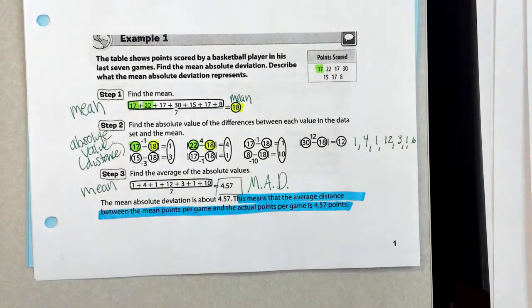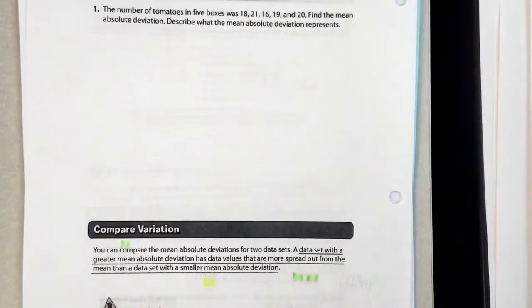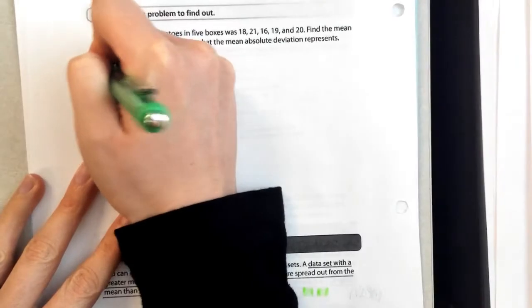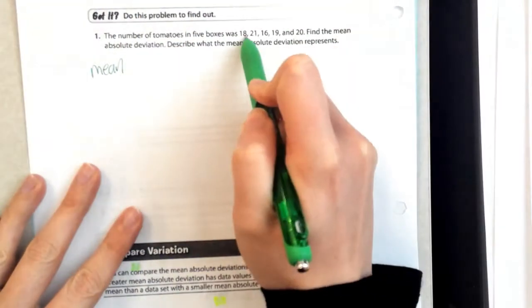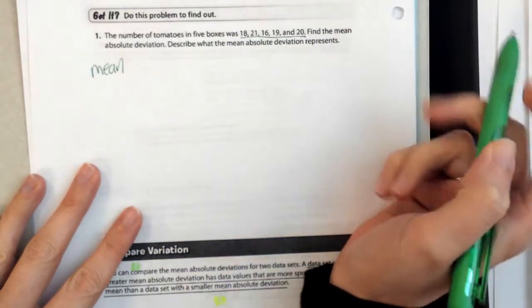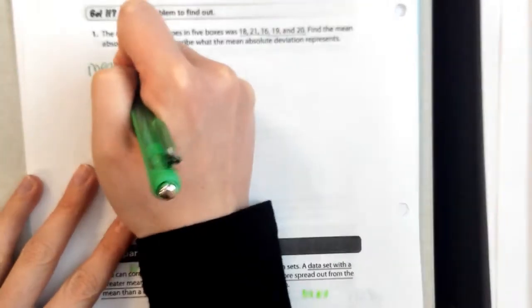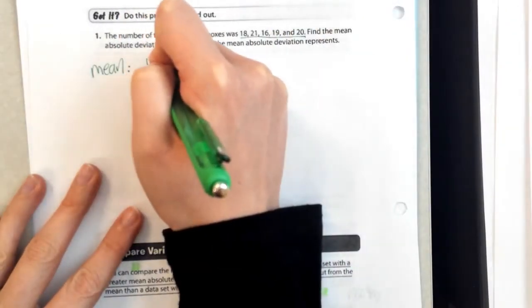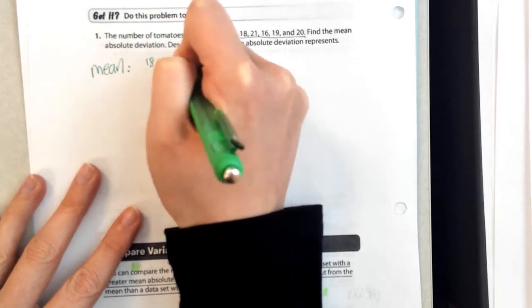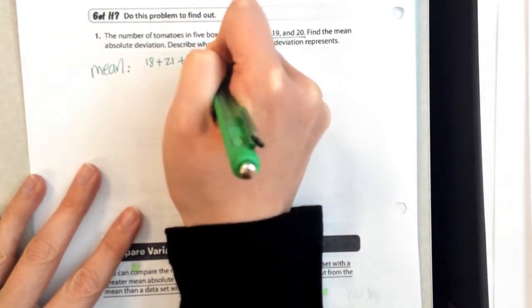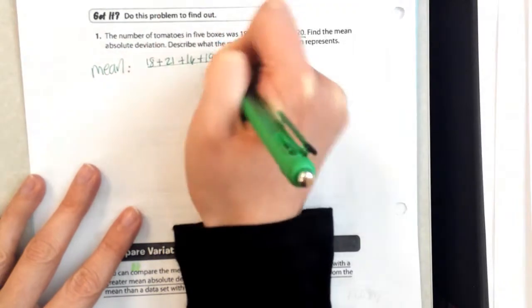Okay? Might make a little bit more sense when we go to try it for the first time on our own. So the first part is, here is our list of numbers. We need to find the mean of those numbers. So I'm going to take those numbers and add them up, and divide by how many there are.